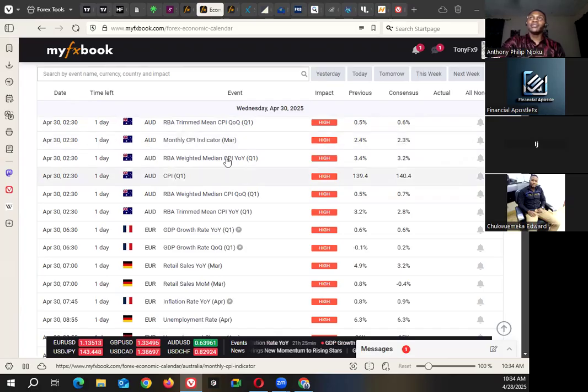This is a derivative. This is the main one by 2:30. This is the main one we're focusing on. Okay, so if you see a figure higher than 140.4, it is good for AUD. The lower figure is bad for AUD.